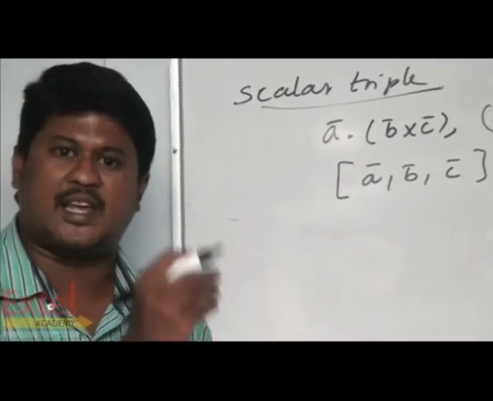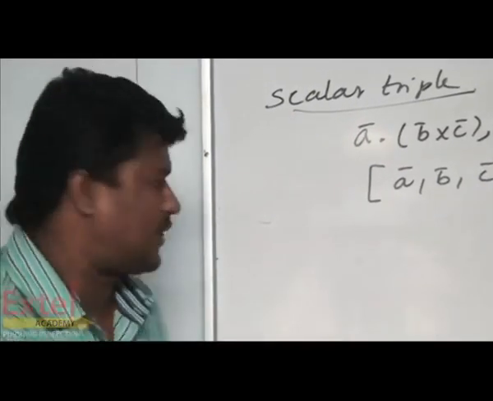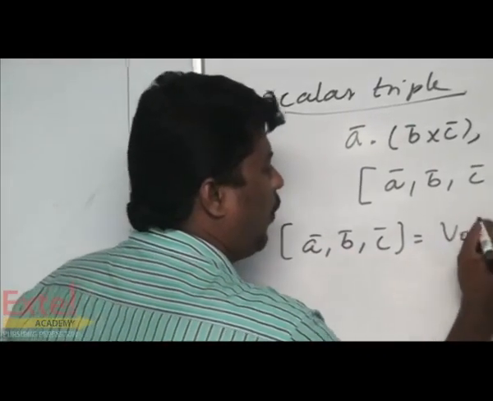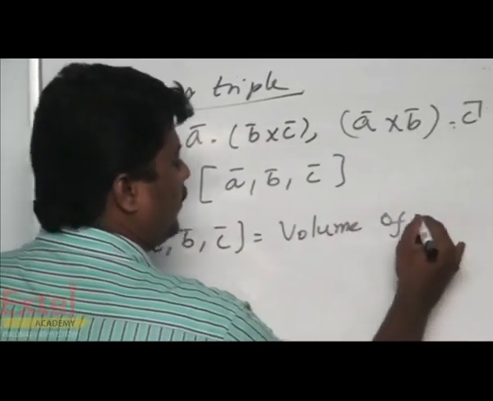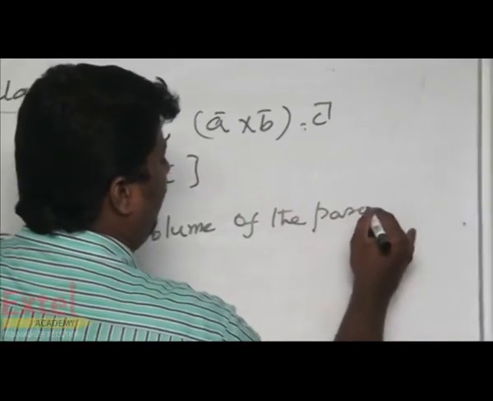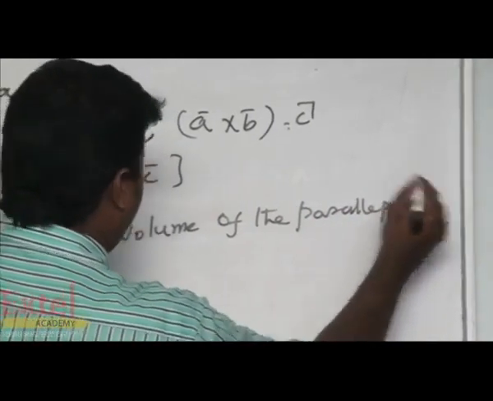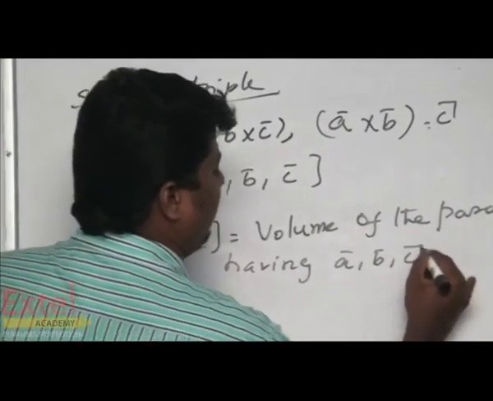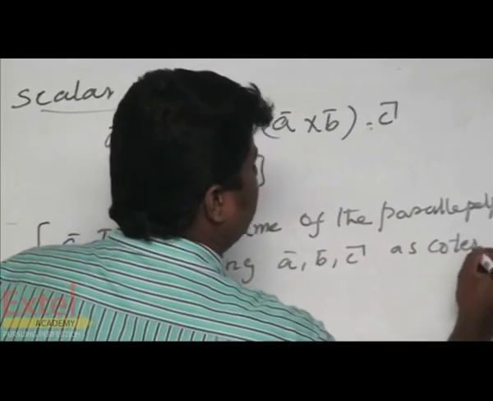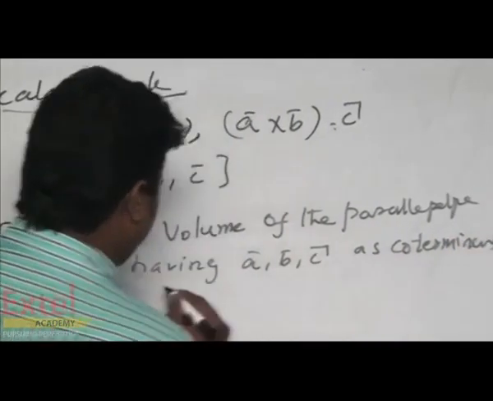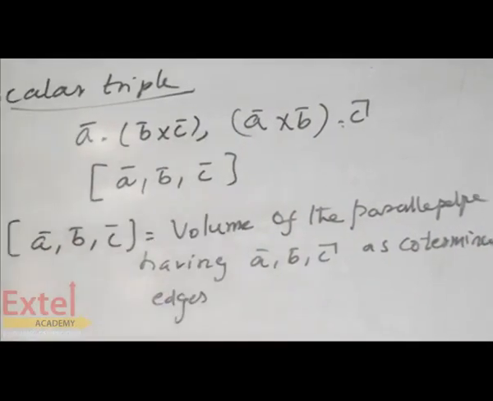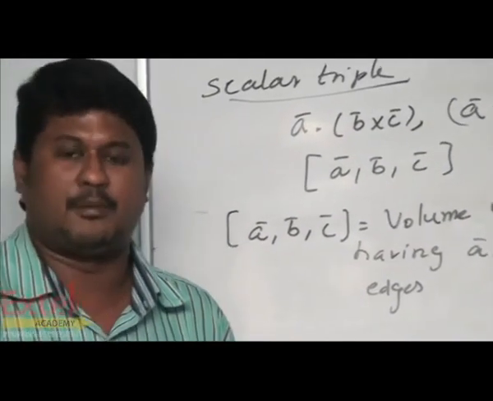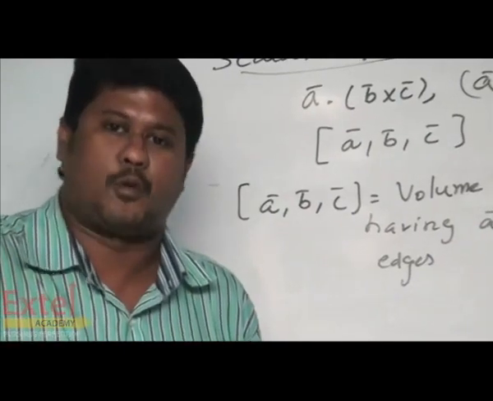Now we can say the geometrical meaning of this: box of A, B, C is equal to the volume of the parallelepiped having A vector, B vector, C vector as coterminous edges. So this is a very important geometrical meaning of a scalar triple product. Always remember this.